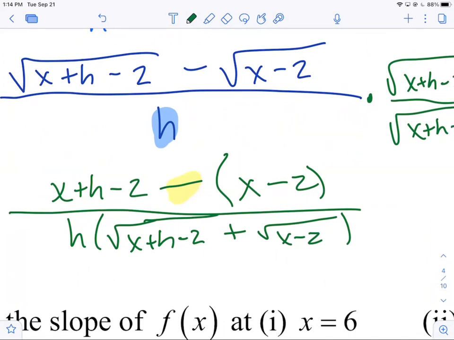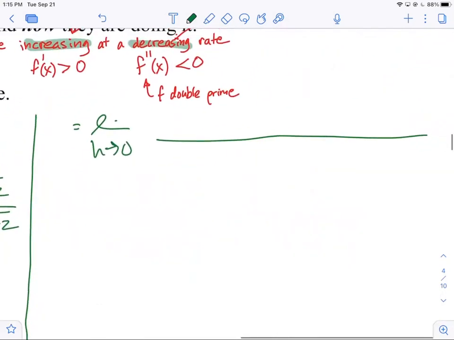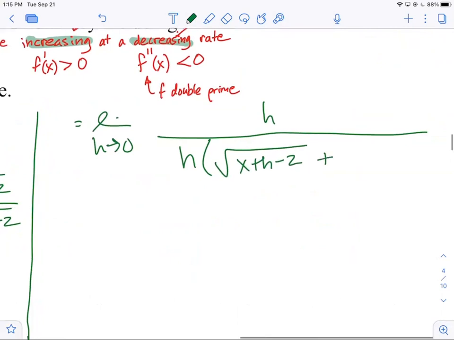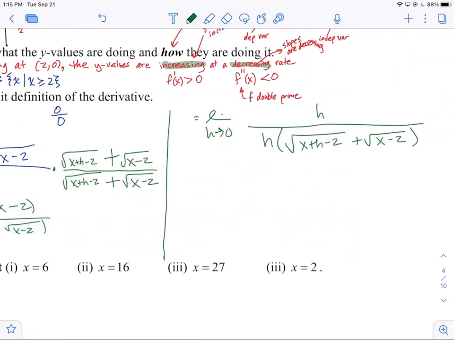-2 minus -2 is 0, right? Because that's -2 plus 2. So that takes care of, what are we going to be left with then? Just an h, a positive h, right? I'm going to come over here and just put a positive h all over h times the square root of x plus h minus 2 plus the square root of x minus 2. A little bit of writing, but man, that's good algebra.